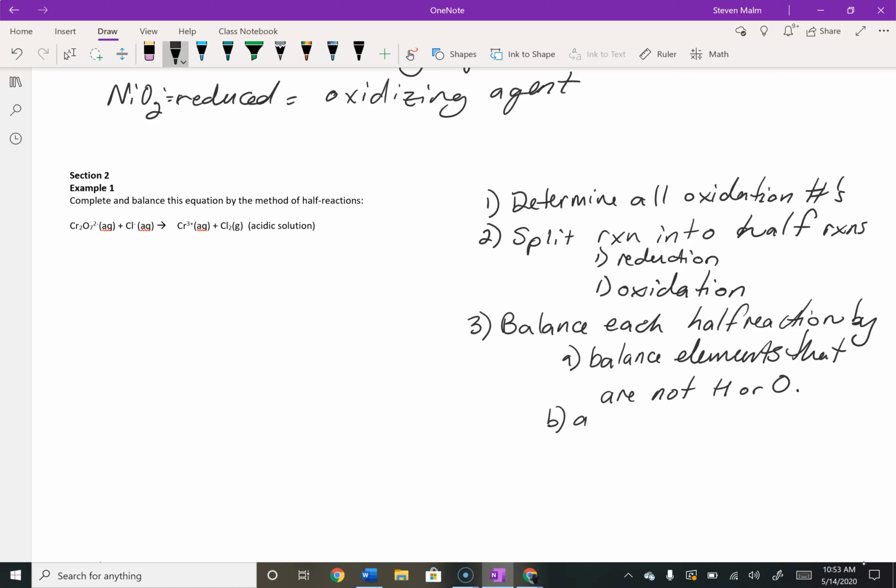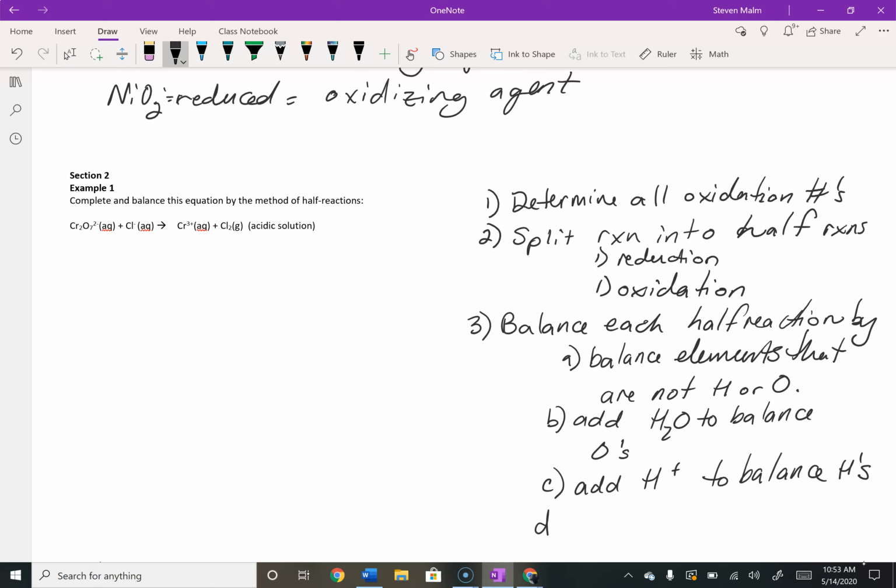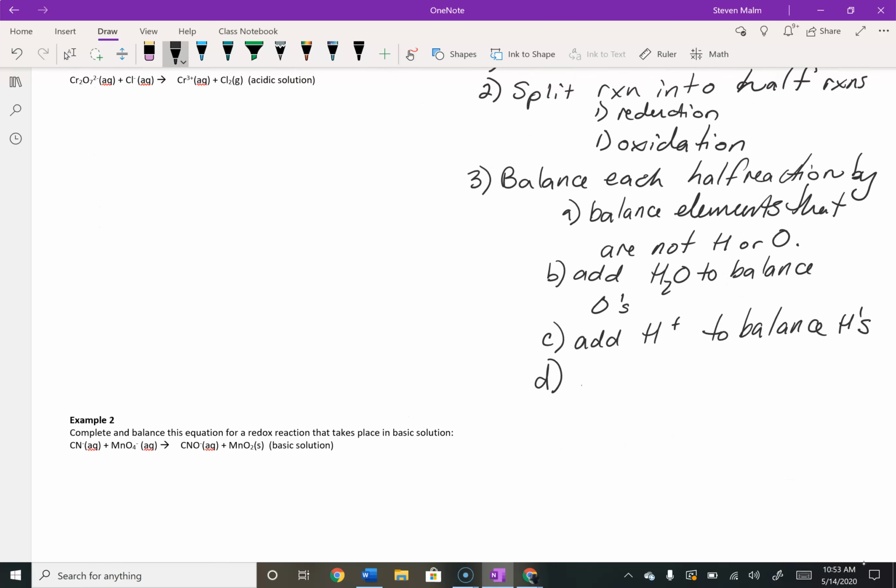The next thing is to add water to balance the oxygens. The next is to add H plus to balance H's. Then we add electrons to balance charges. When we're done with that, then we move on to step 4, where we put the reactions back together.